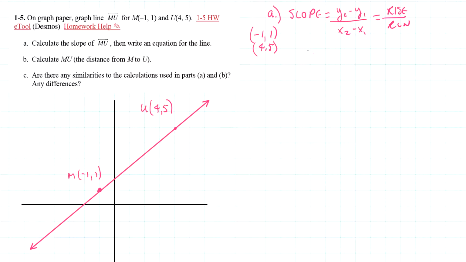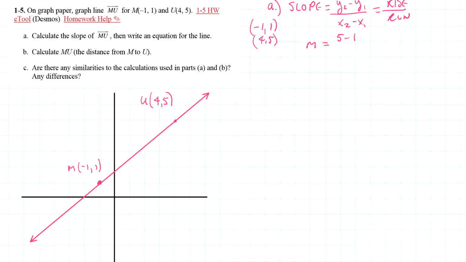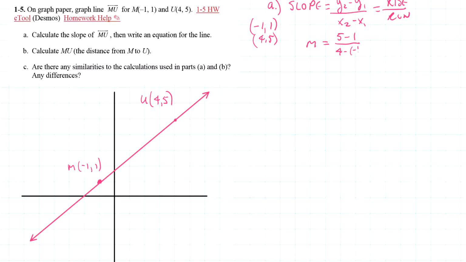I always like to stack the points, and so we take the difference of the y's. I'm going to do 5 minus 1. It doesn't matter which direction; you could do 1 minus 5. Divided by, since I did 5 minus 1, on the bottom I have to follow that same pattern, so I have to do 4 minus -1. So 5 minus 1 is 4, and then 4 minus a negative is plus a positive, which is going to be 5. So my slope is 4/5.